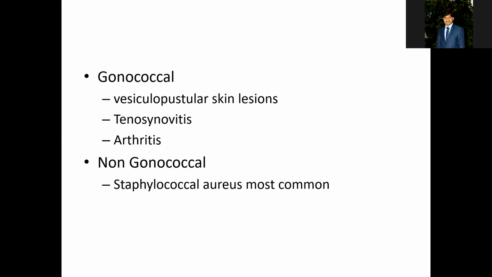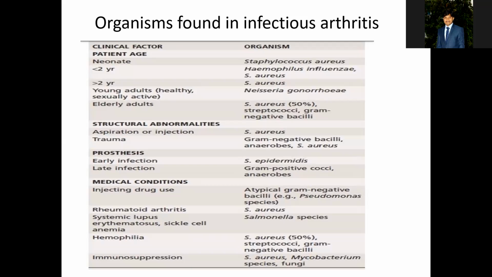Non-gonococcal infections are mostly due to Staph aureus, with some exceptions. In children less than 2 years old, Haemophilus influenzae is the most common cause of septic arthritis. In young, healthy, active adults, Neisseria gonorrhoeae causes septic arthritis. Early prosthetic infections are caused by Staph epidermidis and late prosthetic infections by anaerobes and gram-positive cocci. In rheumatoid arthritis, Staph aureus causes infections. In systemic lupus erythematosus, Salmonella species cause infection.